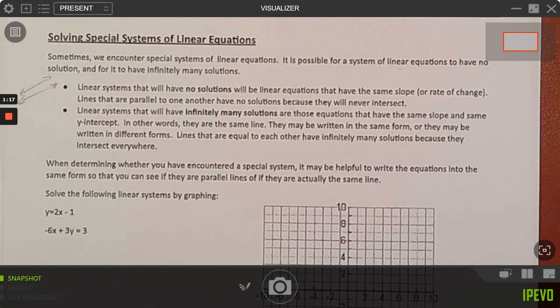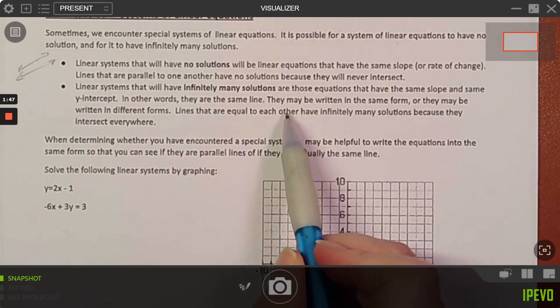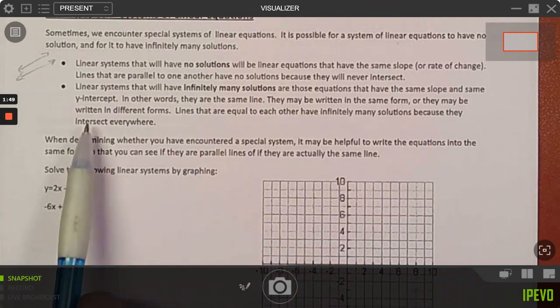Then the next special case is when we have linear systems that will have infinitely many solutions. So these are equations that have the same slope and the same y-intercept. In other words, they are the same line. The equations may look different. They may be in a different order. They may be, one looks like it's doubled or tripled as far as the coefficients. But when you simplify it to be able to graph it in slope-intercept form, you'll see that they're exactly the same line. Okay, so they may be written in the same form, or they may be written in different forms.